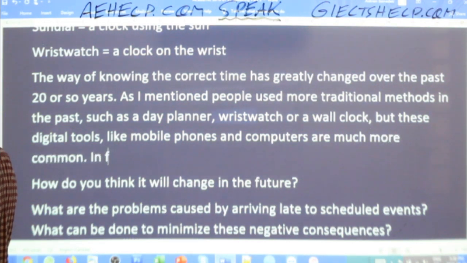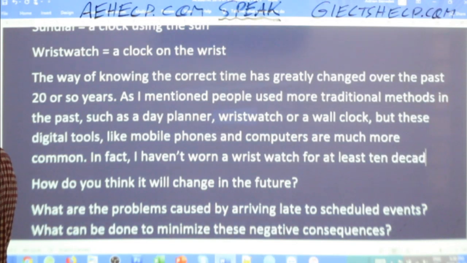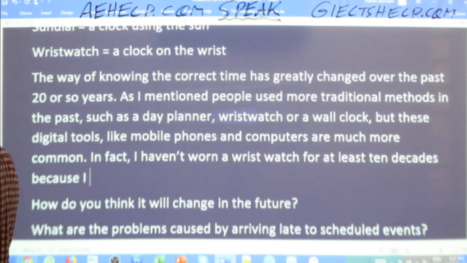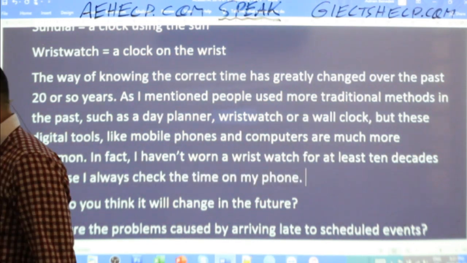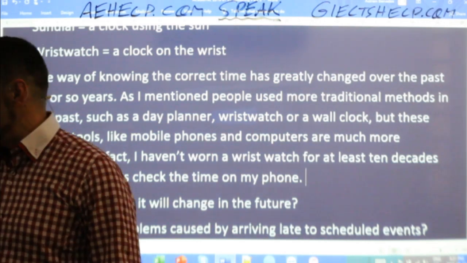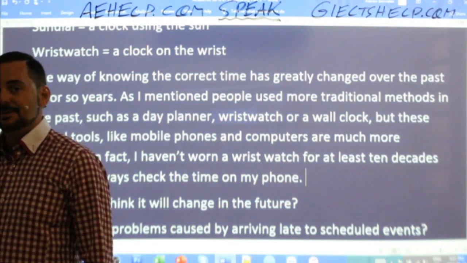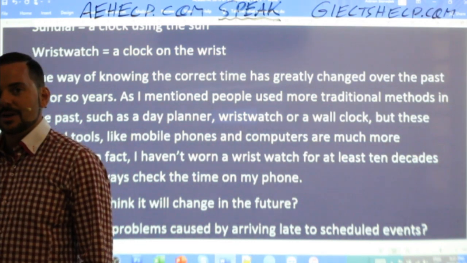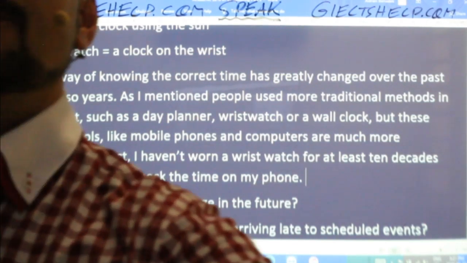In fact, I haven't worn a wristwatch for at least 10 decades because I always check the time on my phone. Okay? So again, you do have to be fluent. Make sure you stay on topic. If the examiner cuts you off and you know what you're saying is correct, you can just finish your sentence. All right? So here we go.